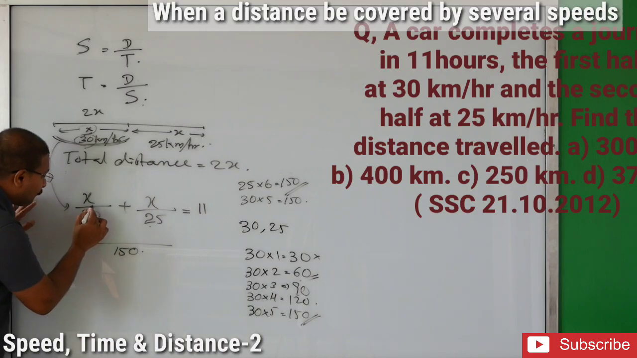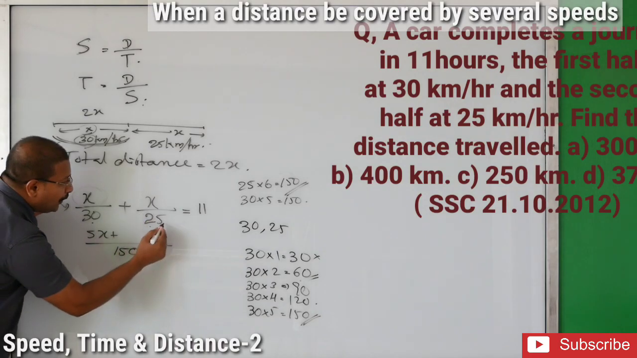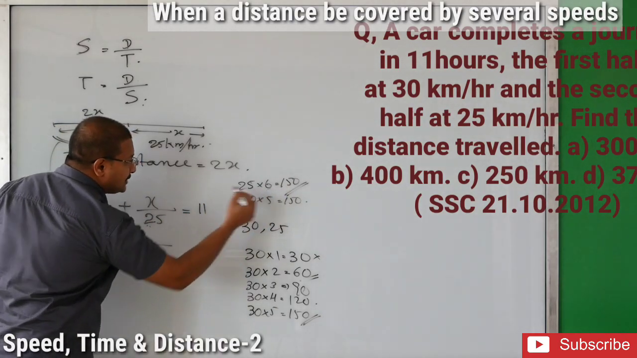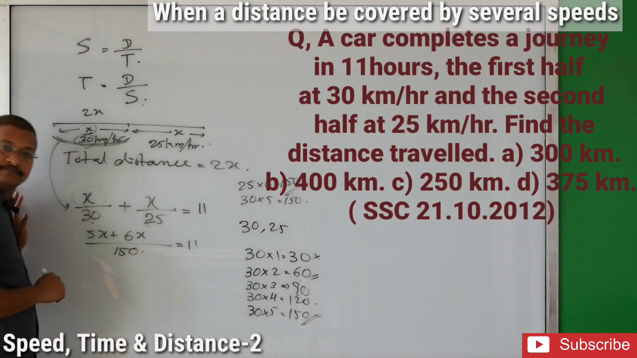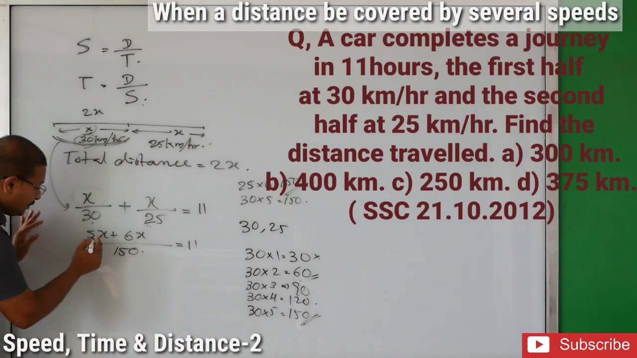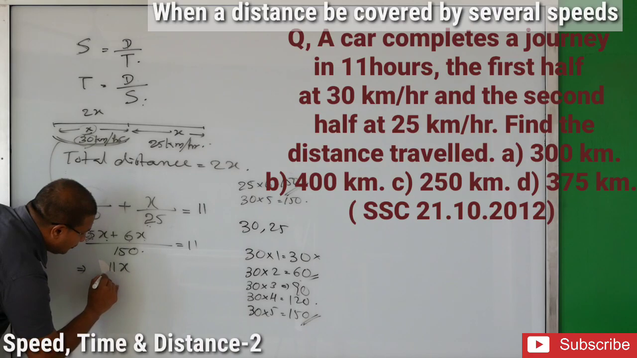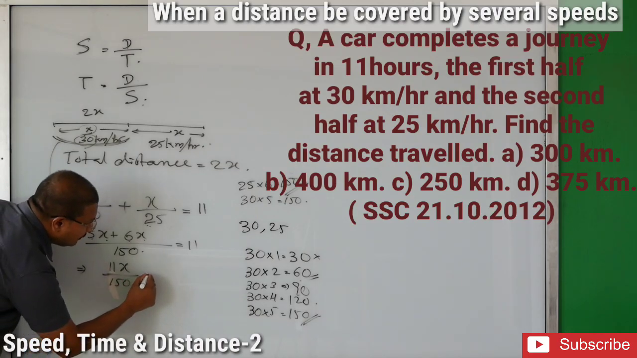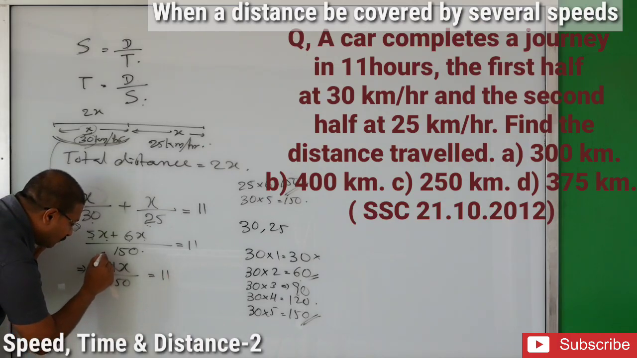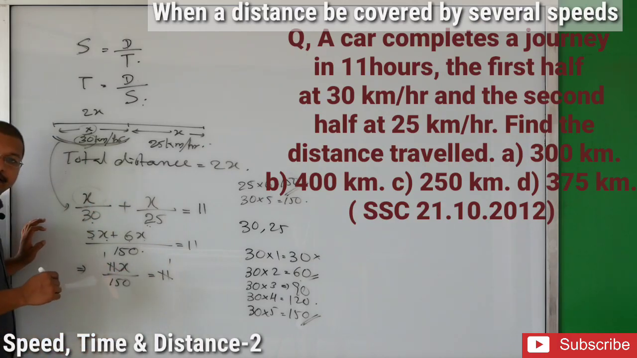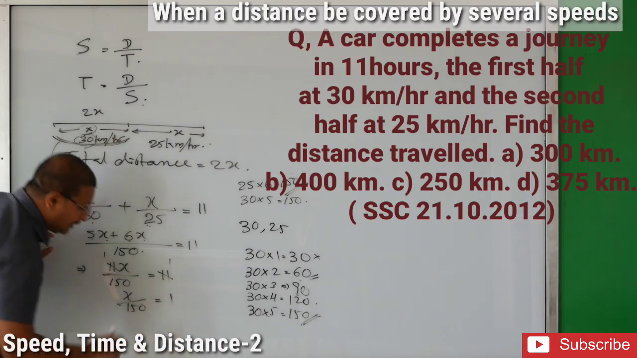That means this 5 we have to multiply in the numerator, that means 5x. Plus, 25 into how much will you get 150? 6. That means 6 into x, that means 6x, equals 11. Ready? This implies 5x plus 6x, 5 plus 6 is 11. So 11x divided by 150 equals 11. On both sides we can cancel 11. 11 ones are 11. That means we got x by 150 equals 1.